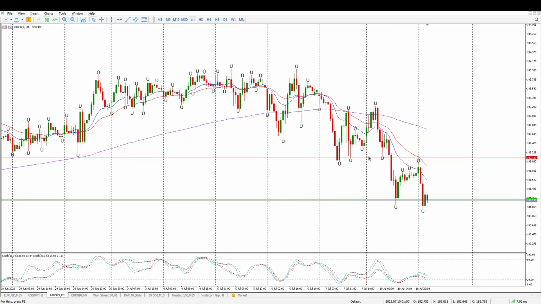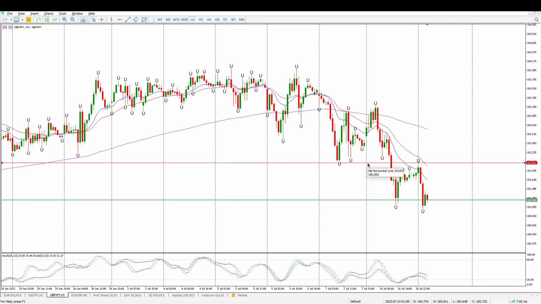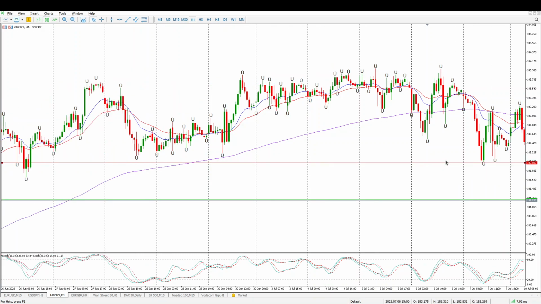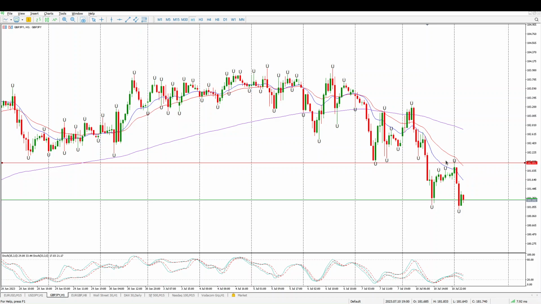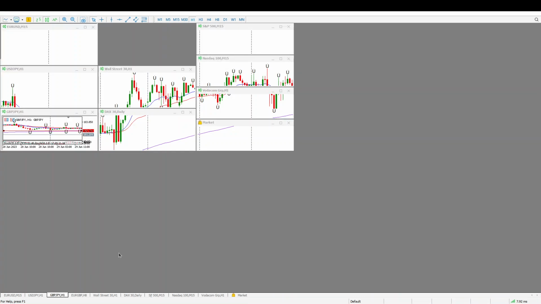So I would be looking for something a little bit more solid, and I'm a bit reluctant for it because there's a bit of divergence going on, inside bar, so I'd rather play the dollar than this pair at the moment. So this pair I'd be sitting on the sidelines.